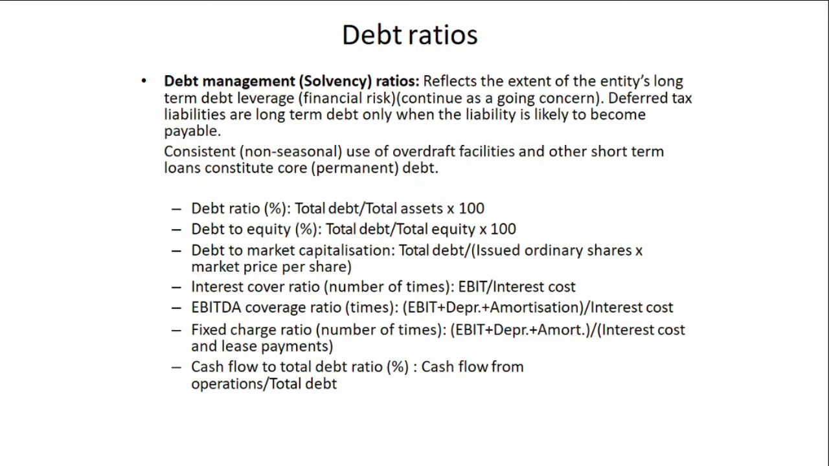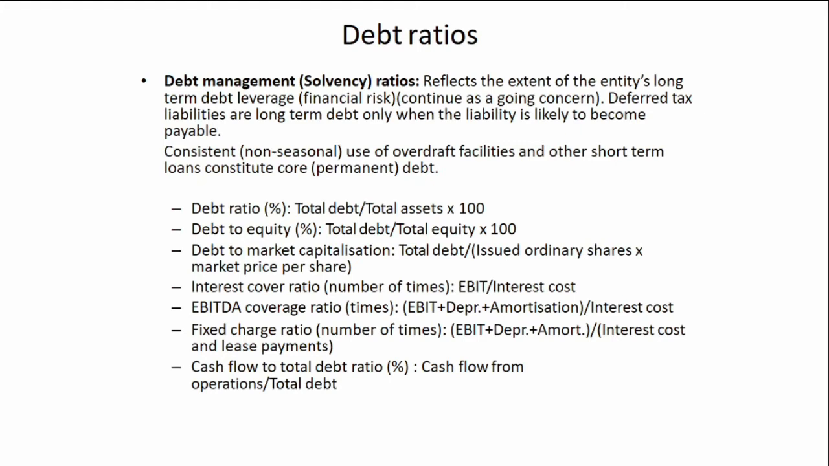Then if we go to our debt to market capitalization ratio, this ratio is calculated by taking our total debt divided by our market capitalization. How do we calculate our market capitalization? This can be calculated by taking the number of ordinary shares issued multiplied by the market price per share. So the market capitalization ratio gives the investor a way to measure debt against the firm's ability to raise capital. Then we can move on to our coverage ratios.